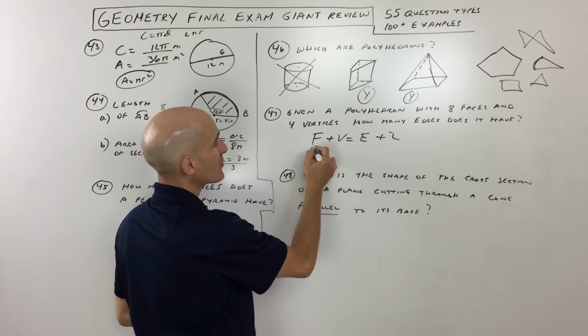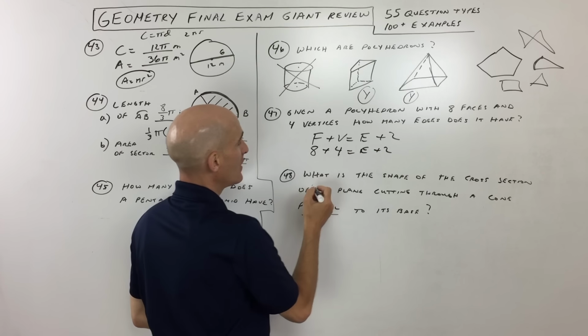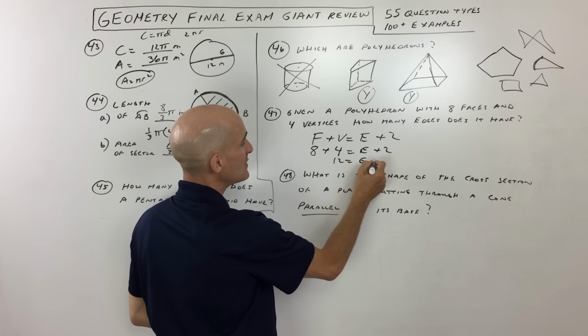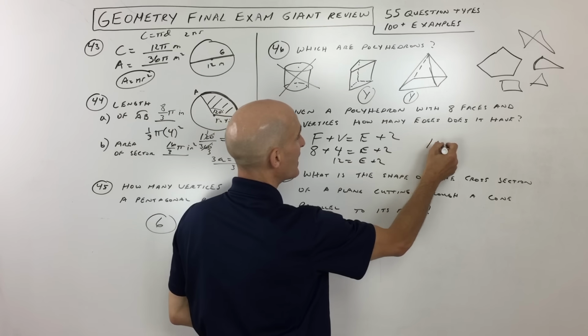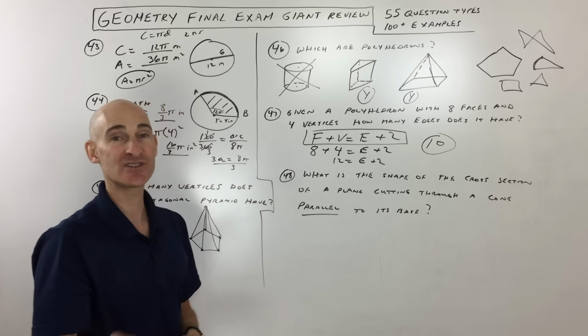Now the number of faces here are 8. The number of vertices are 4. We don't know the number of edges, but we can simplify this. 12 equals E plus 2. Subtract 2, there's 10 edges. Okay, so just remember Euler's formula, F plus V equals E plus 2.